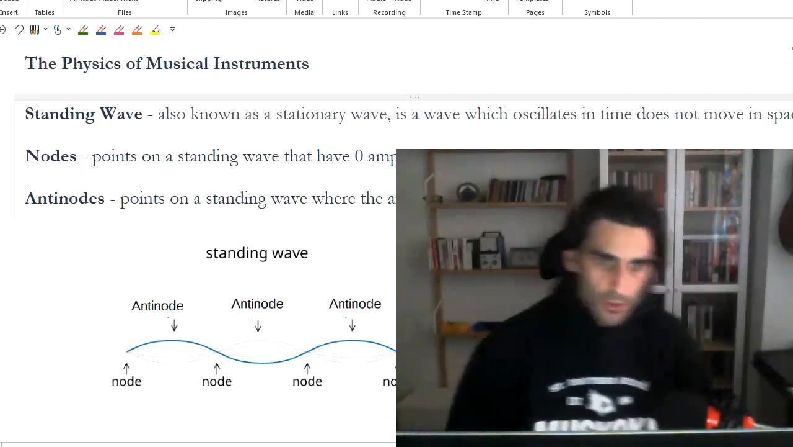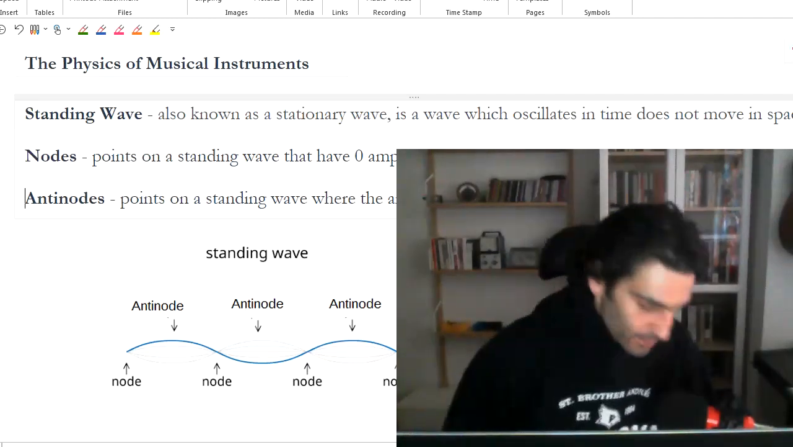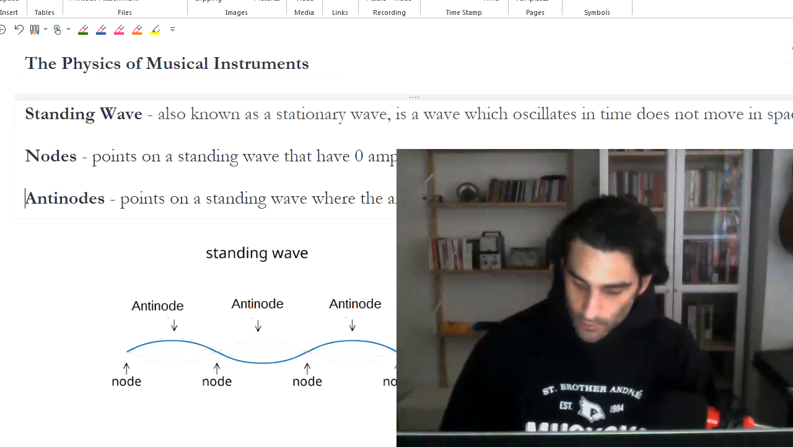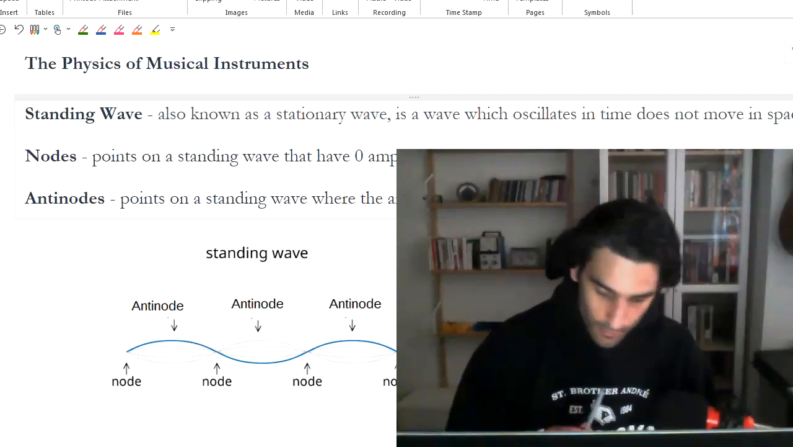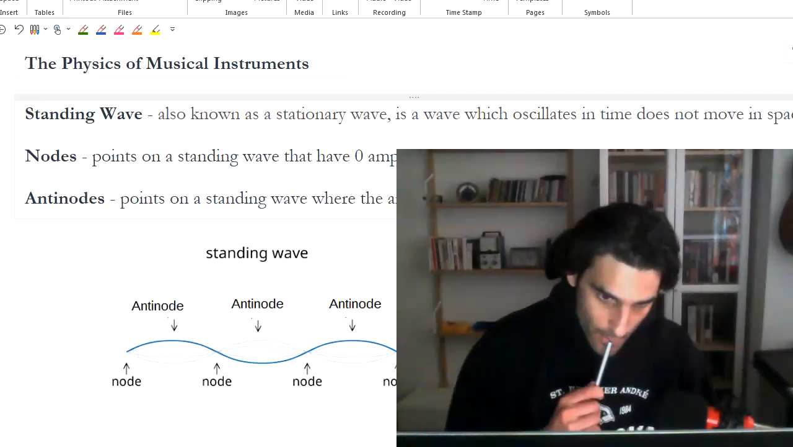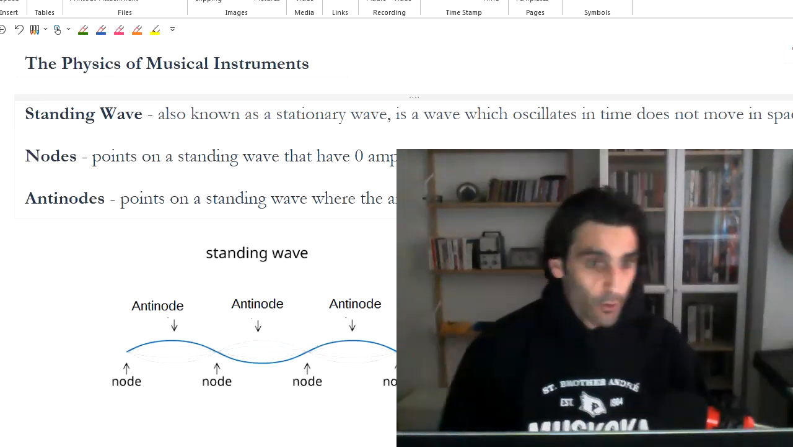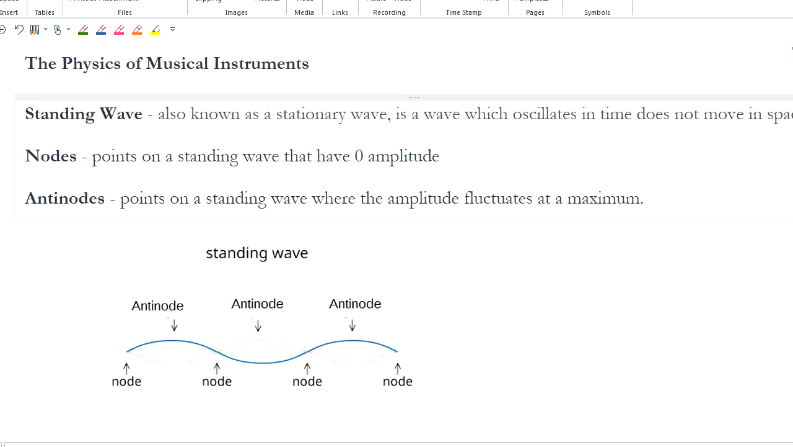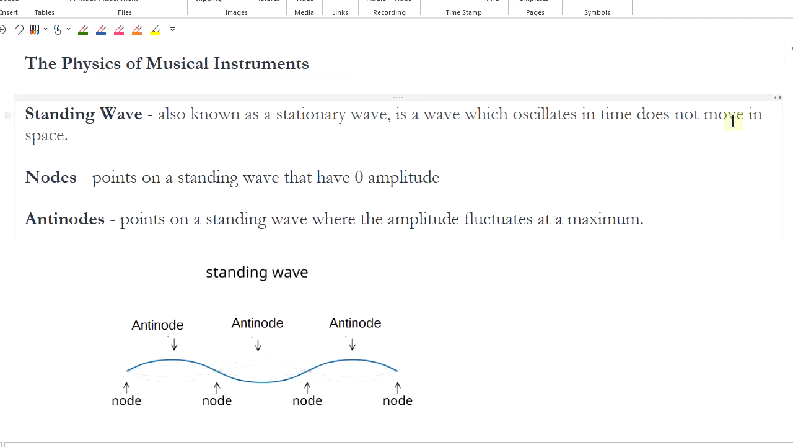A quick rundown on what you need to know about the physics of musical instruments. You may wonder how it's possible to get such a nice tone out of this pen. So this is it. Well, first you've got to understand what a standing wave is. A standing wave is also called a stationary wave. It's a wave that oscillates in time but does not move in space.